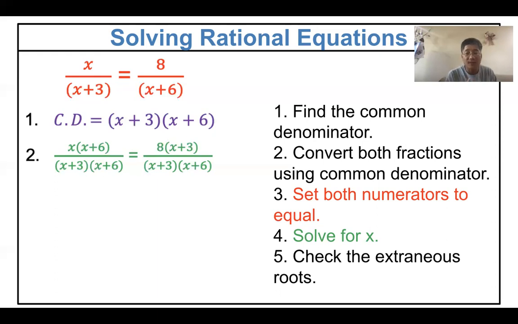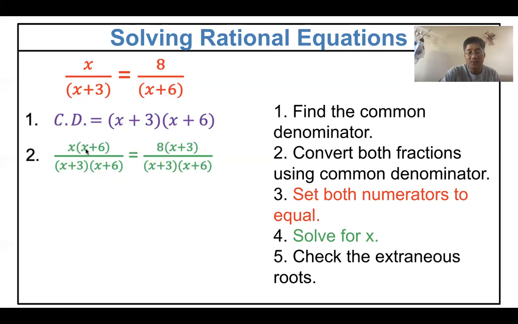Now you have found the common denominator. Then here, you eliminate the common denominator. When you solve a rational equation, it makes it much easier. So once you convert both fractions using the common denominator, cross out both sides' common denominators, and just set the numerators equal to each other. All right.